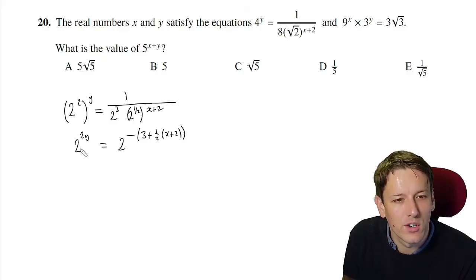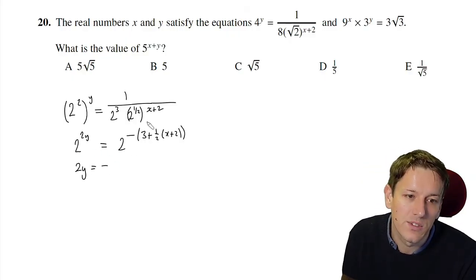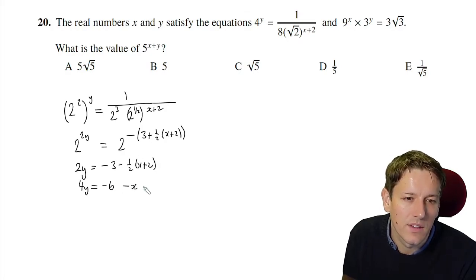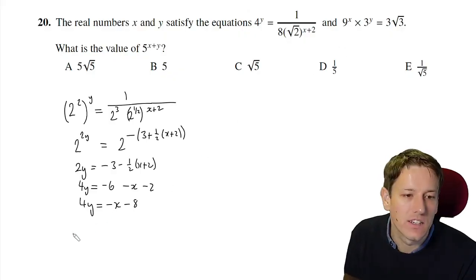So okay, I've got both of these as 2 to the power of something, so I can just say 2y is equal to minus, let's write this as minus 3 minus 1/2 x plus 2, and I'll tidy it up a bit by multiplying by 2 both sides. 4y is equal to minus 6, and then minus x minus 2, or 4y is equal to minus x minus 8. Okay, now the other one's a bit easier to deal with.